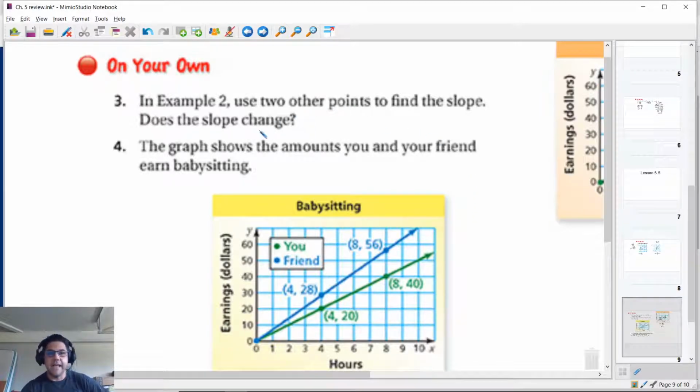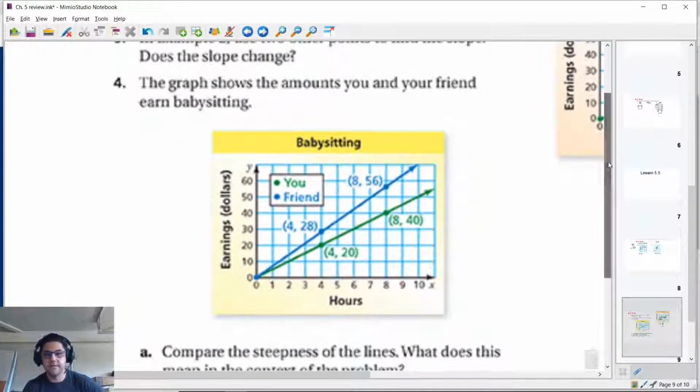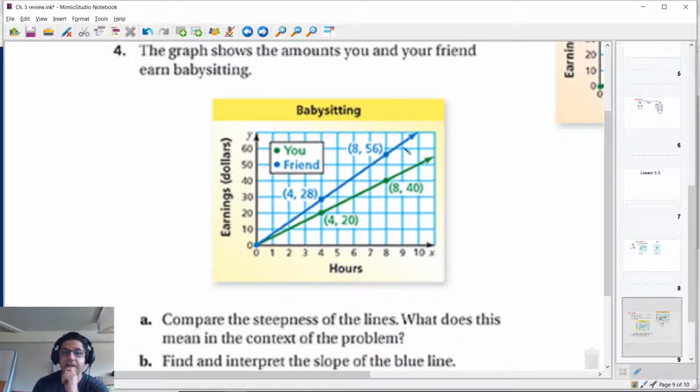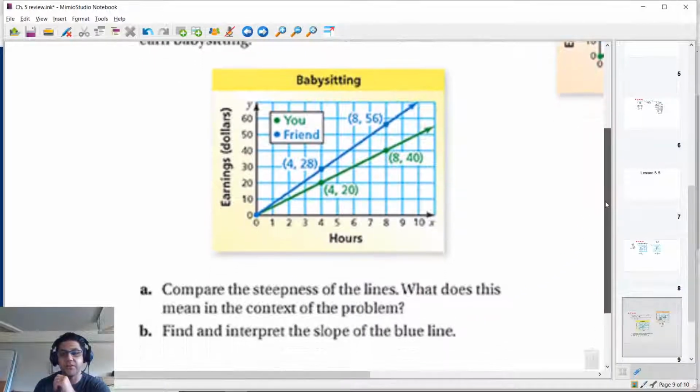All right, just did that. All right, 4. The graph shows the amounts you and your friend earn babysitting. You've got you, and then you've got the friend. Compare the steepness of the lines. You notice how your friend's line is a little bit steeper. What does this mean in the context of the problem? Find and interpret the slope of the blue line.